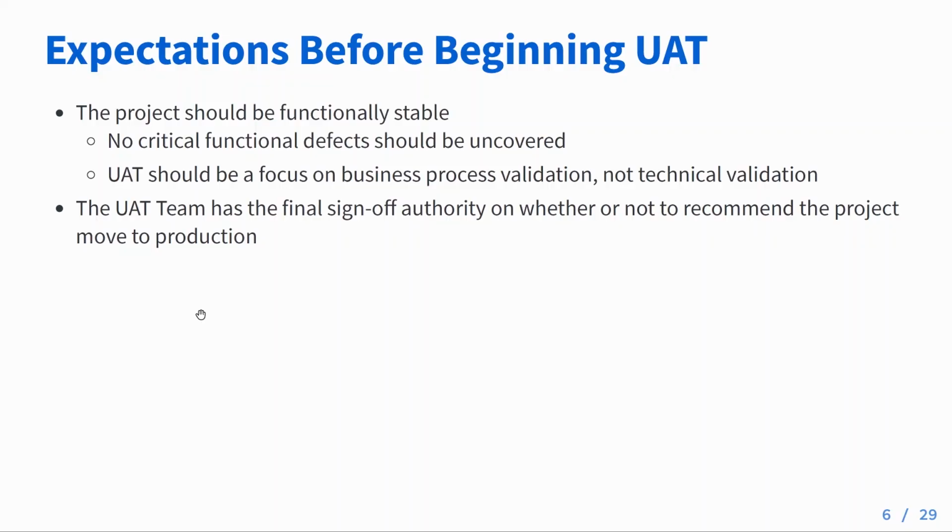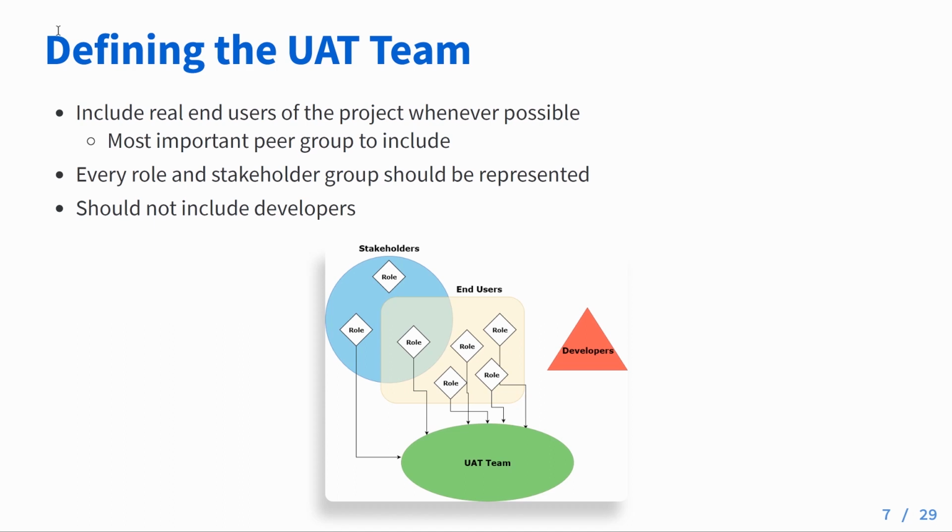Our next step here is going to be defining the UAT team. So who needs to be on the UAT team? Typically, that's going to be real end users that are going to be using the project whenever possible. That might be stakeholders, management, site content administrators, and site content creators. This is the most important peer group to include as they're going to be the ones who are eventually using the tools that we provide. Every role and stakeholder group should be represented, and we should keep in mind that we want to keep developers out of the UAT process. That way we're free of any bias that might occur.